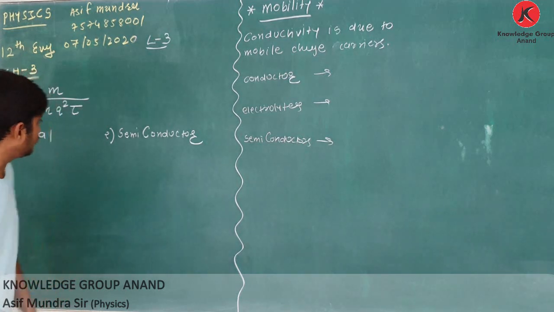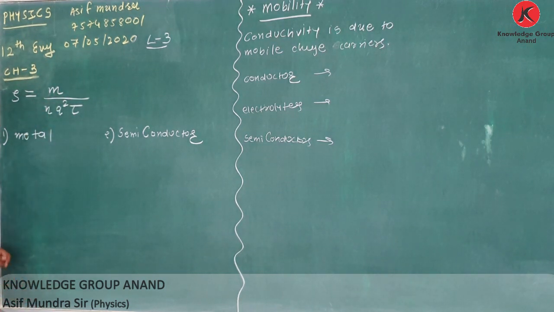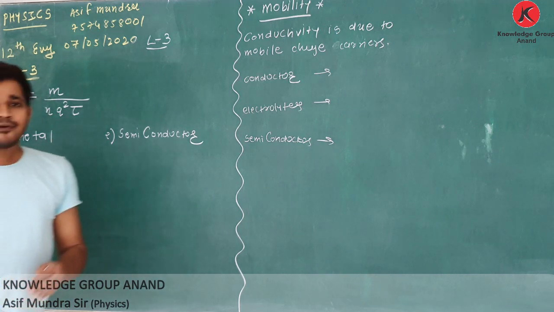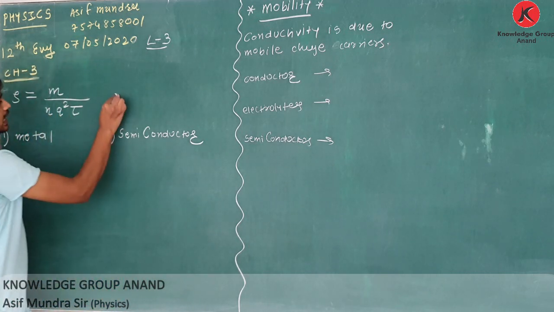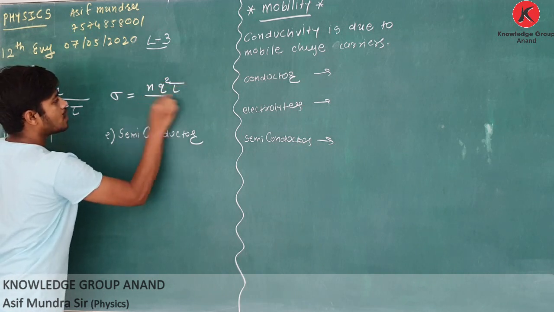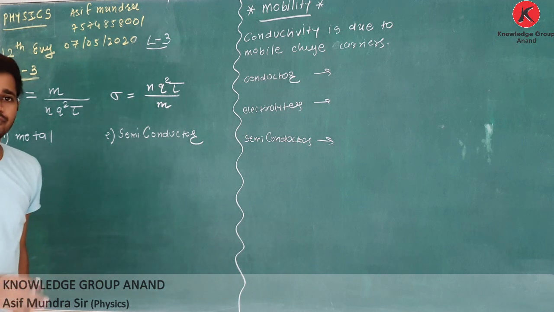Okay, the topic continues. See, rho is equal to m upon n q square tau. What is m? Again, the mass of the particles moving, for example, electron. n is the number density, q is the charge of the particle, and tau is the relaxation time. Now here we will discuss the effect of temperature on resistivity and conductivity. Sigma is equal to n q square tau upon m. So we will discuss the dependence on temperature.